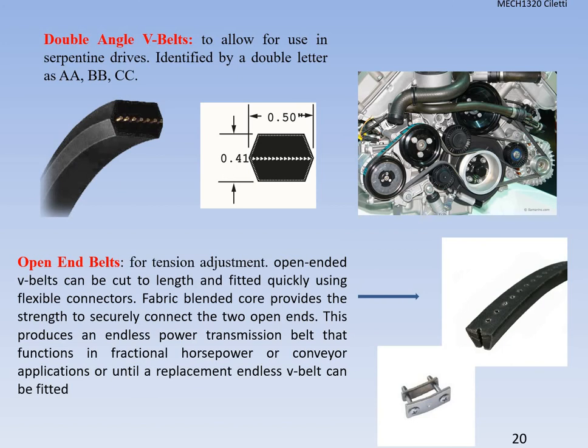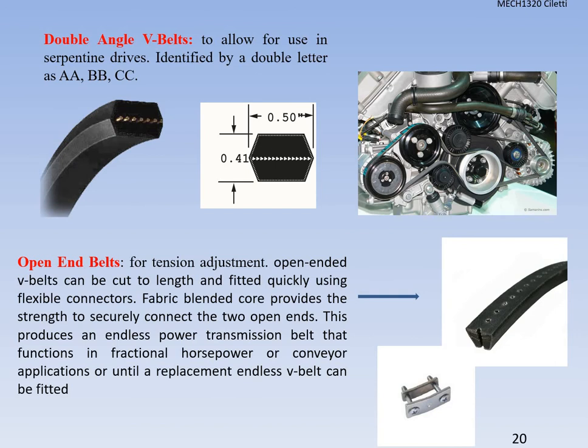All right, so more adaptable. Doesn't come with like a standard inner circumference or things like that. So we can do this. So it has a fabric blended core, all right, and that way we can easily connect the two ends there using the flex coupling or the connector there. So it produces an endless power transmission belt, okay?